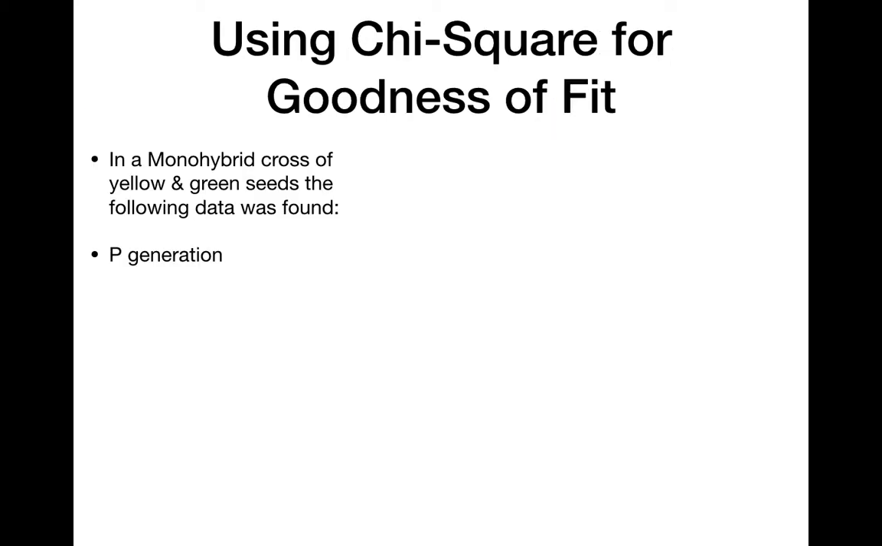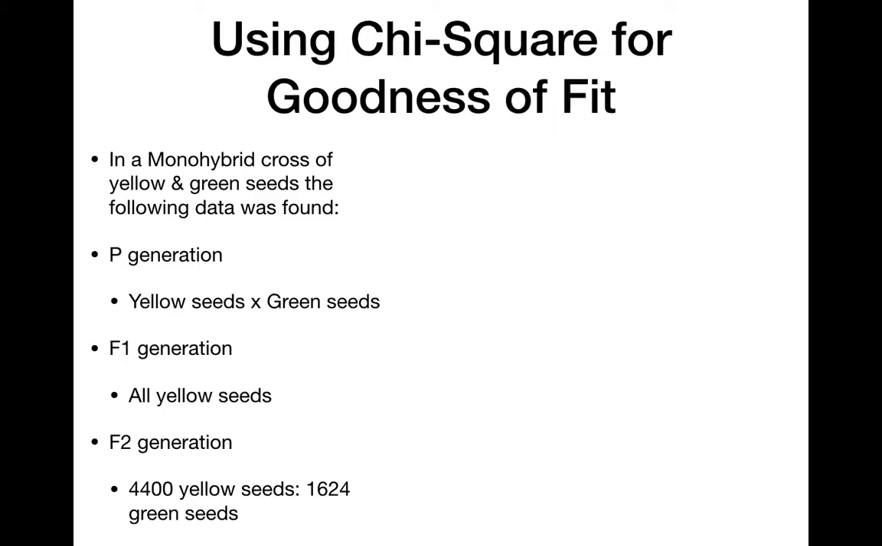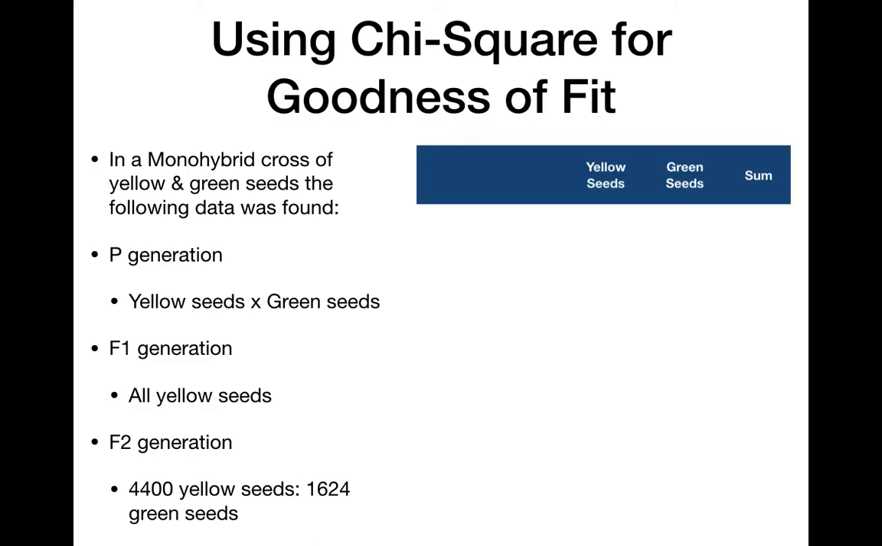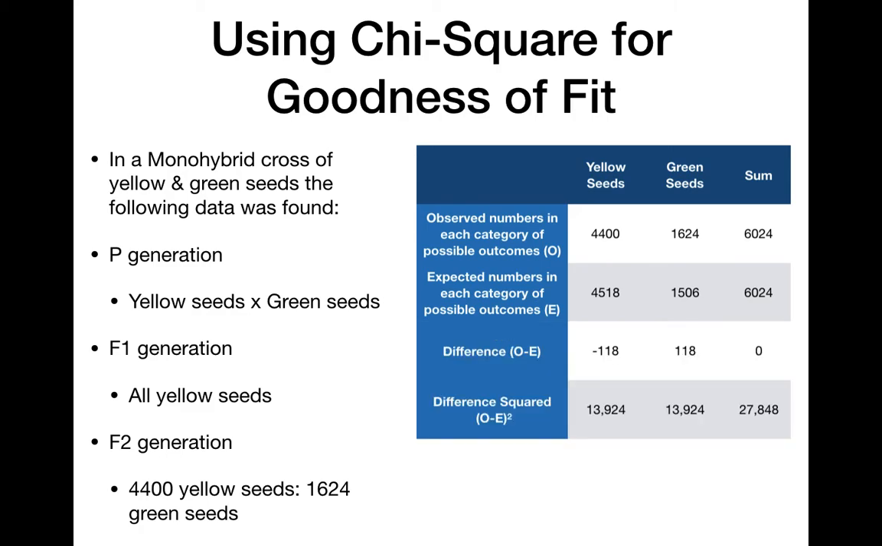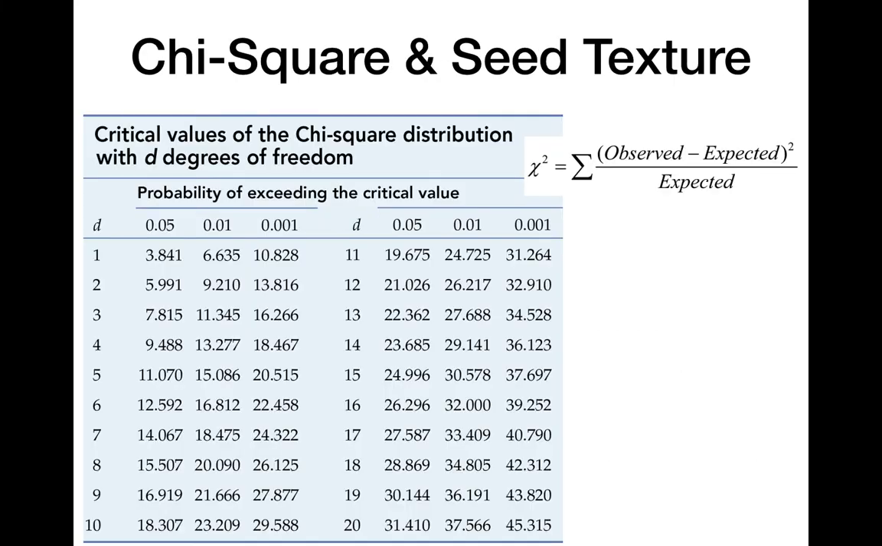Okay, here's another one. Do this one as well, practice for yourself, and use the table. So pause the video, practice the question. Okay, so here are my yellow seeds and green seeds, my observed. I take the sum of them here. I calculate the expected using my Mendelian ratio of 3 to 1. I take the difference, I square them, I divide by expected, and my chi-square value is 12.32.